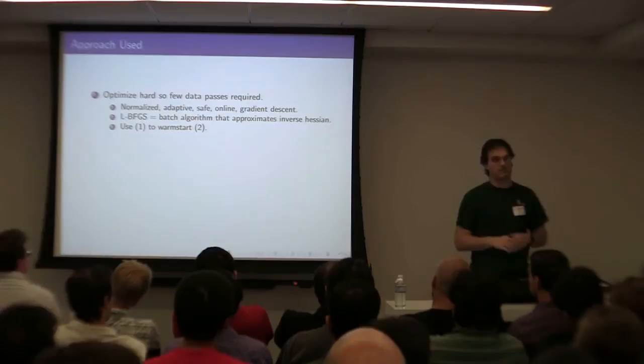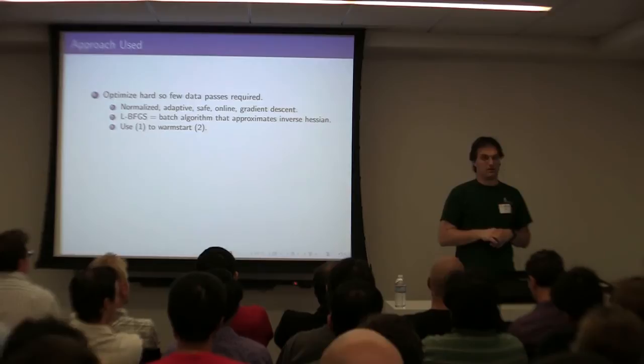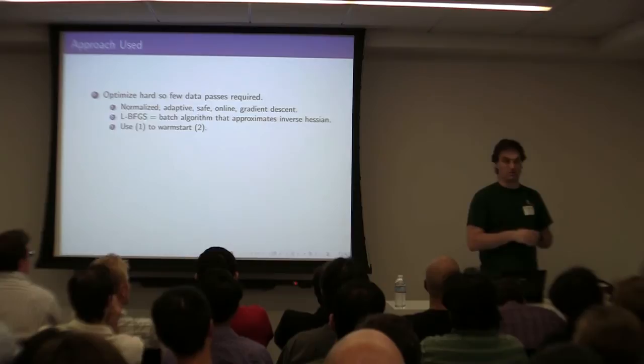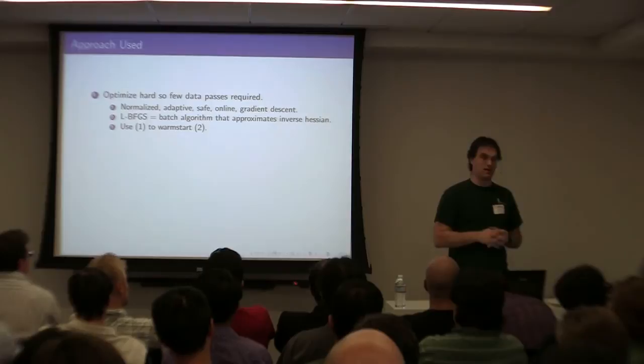You had a question? Just wondering whether you found that the LBFGS converged more reliably than something like Levenberg-Marquardt once you were actually in the appropriate neighborhood. I haven't experimented with Levenberg-Marquardt, so I can't really say. LBFGS we did find was pretty reliable for the kinds of optimizations that we're doing, which is essentially linear with a convex loss function.